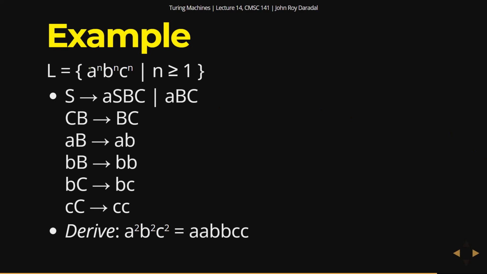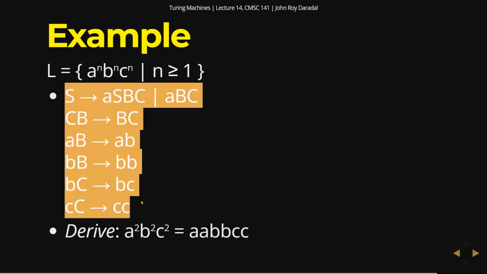So this one is for a^n b^n c^n. And if you recall from our context-free languages and push-down automata and the pumping lemma, we know that this is not context-free because it counts three things, right? The number of A's, the number of B's, and the number of C's. But this one is context-sensitive. So this has the corresponding grammar given here.